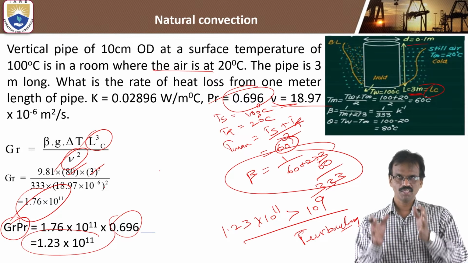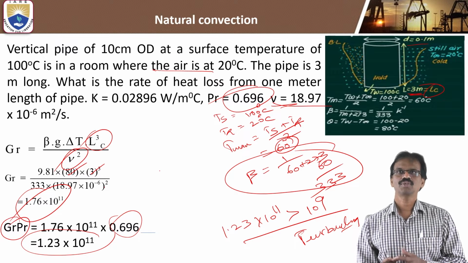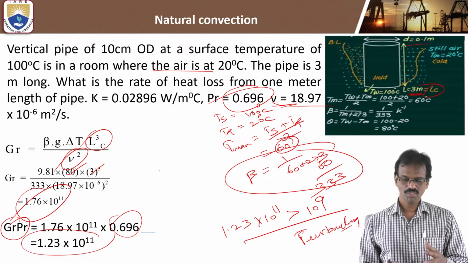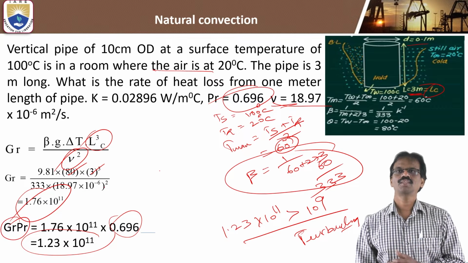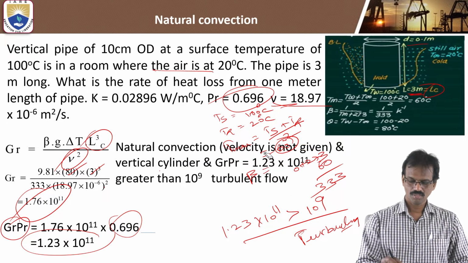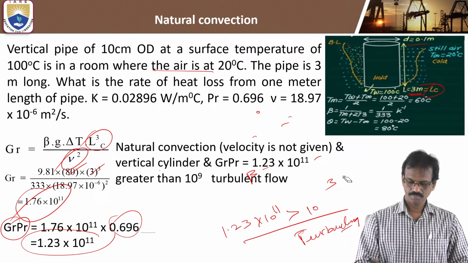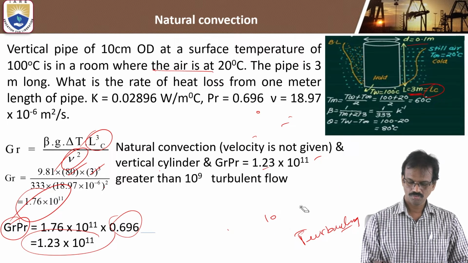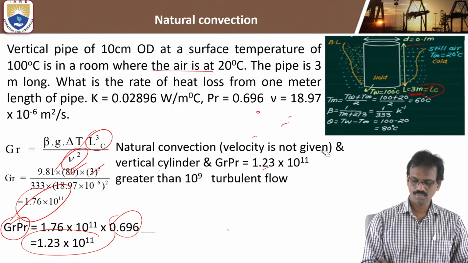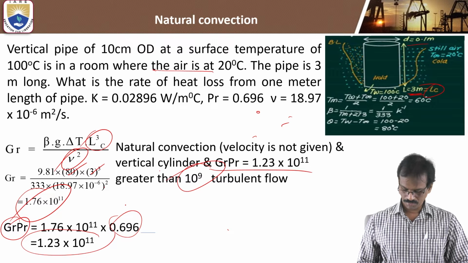The pipe is in vertical position. So then you have to choose the formula for natural convection, using the data book. Identify that one. This is the turbulent flow because GrPr is greater than 10 to the power of 9. Now we'll see.